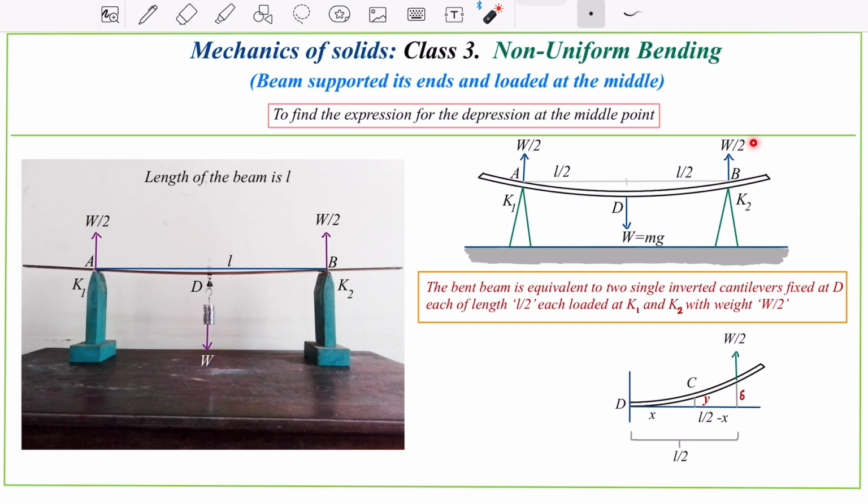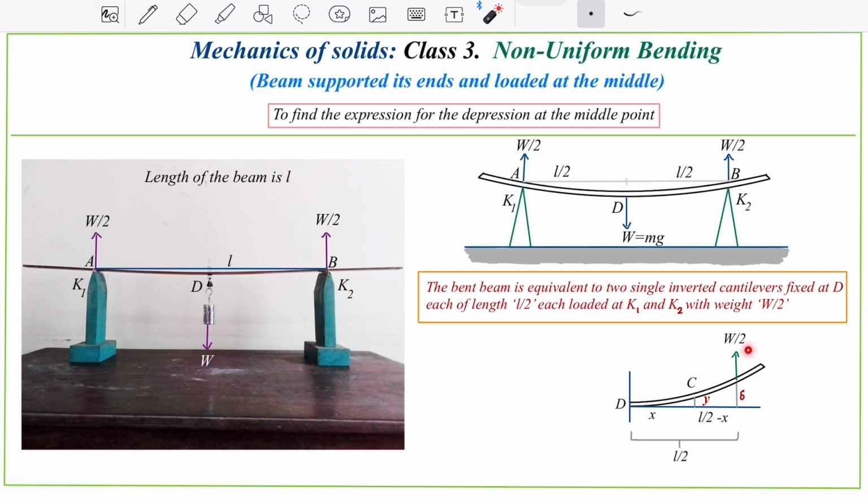Here W by 2 is acting vertically upwards. Now one such cantilever, that is the cantilever on the right hand side, is shown in the figure below. We can consider non-uniform bending as equivalent to two single inverted cantilevers fixed at D, each of length L by 2 and loaded at K1 and K2 with weight W by 2.